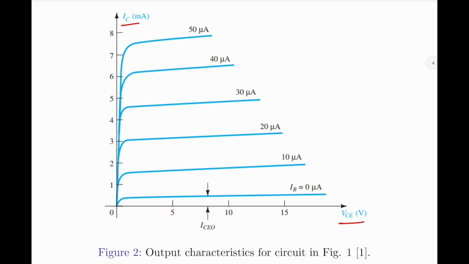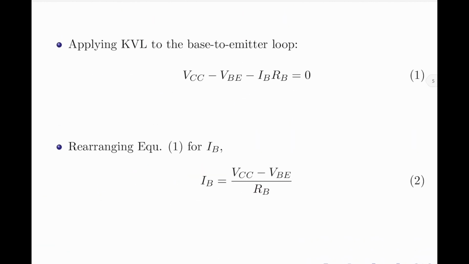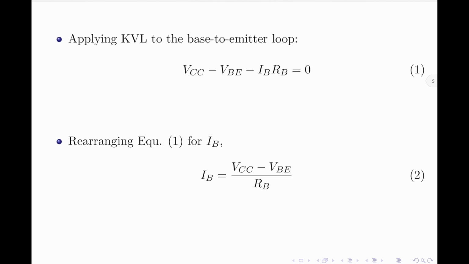Let us now draw the DC load line on this output characteristic curve. To draw the load line, let us apply KVL to the base to emitter loop and then to the collector emitter loop and find the expressions for IB and IC respectively. To start with, let me apply KVL to the base to emitter loop. The resulting equation would be VCC minus VBE minus IB RB equal to 0, where VBE is the voltage across the base to emitter junction. If I now rearrange this equation for the base current IB, the equation would be IB equal to VCC minus VBE divided by RB. These equations are shown here and let these equations be called equation 1 and 2 respectively.